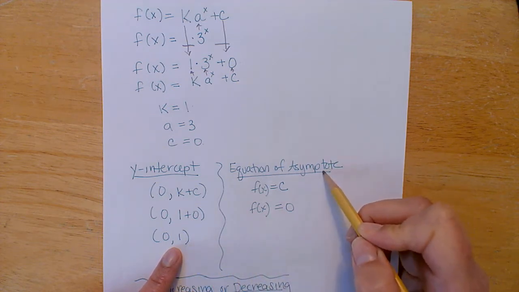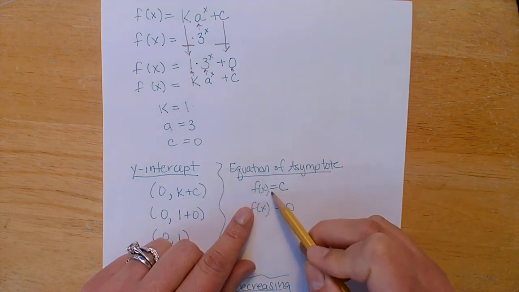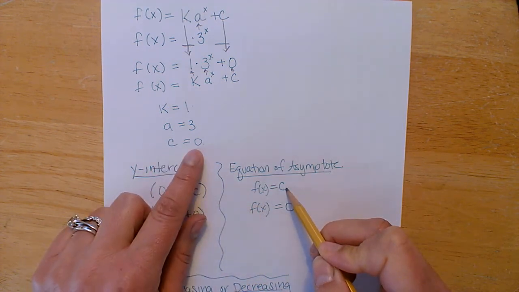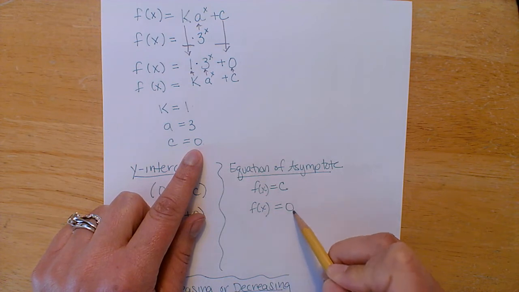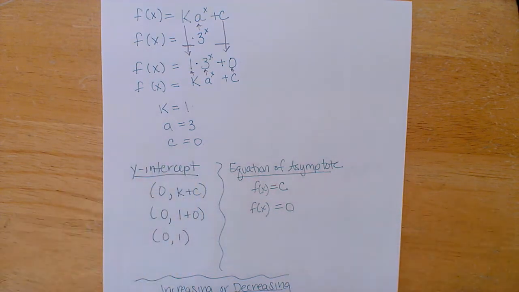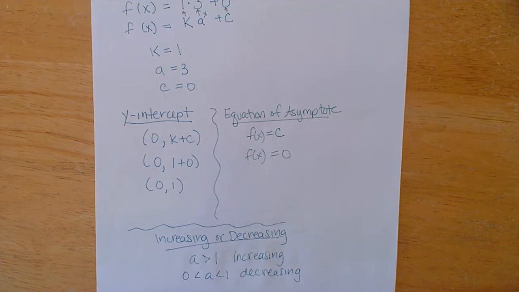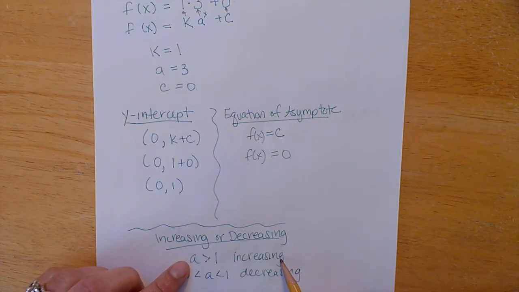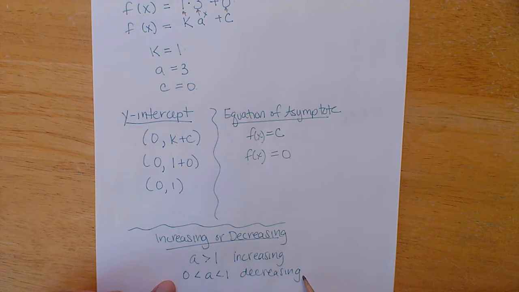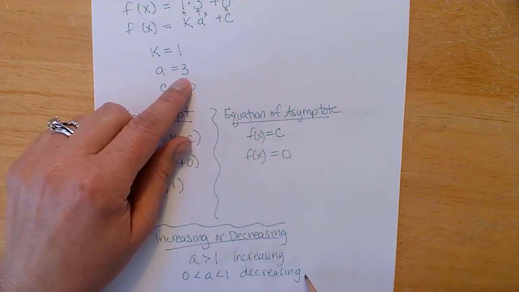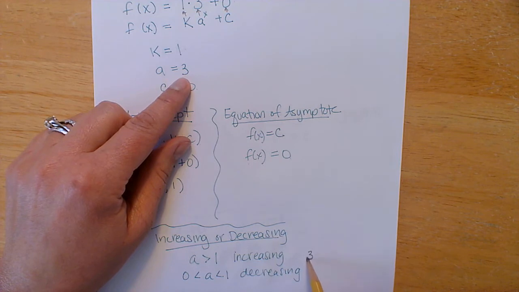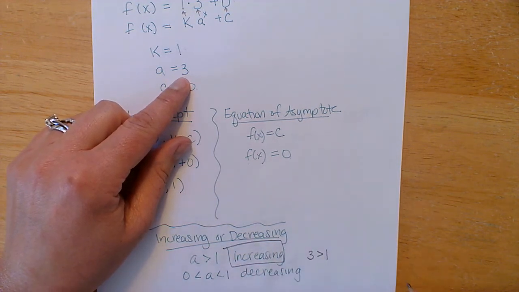The equation of the asymptote, that's f of x equals c. C was 0, so we just put f of x equals 0. Let's find if it was increasing or decreasing. Remember, if a is greater than 1, it's increasing. If a is between 0 and 1, it's decreasing. So let's look at our a. Our a is 3. Well, 3 is definitely greater than 1, so we know that it's going to be increasing.